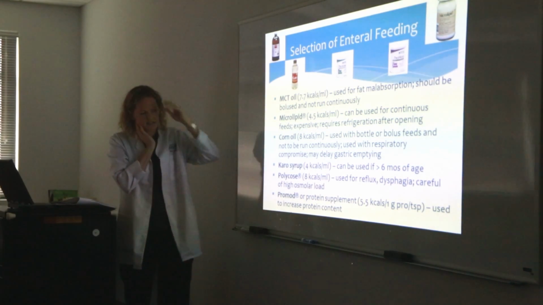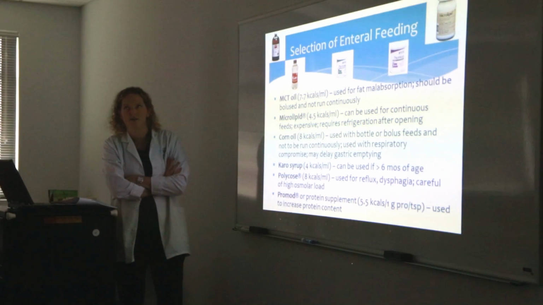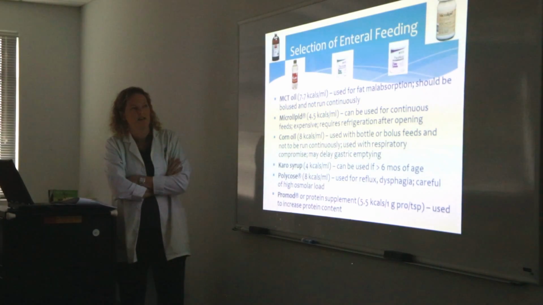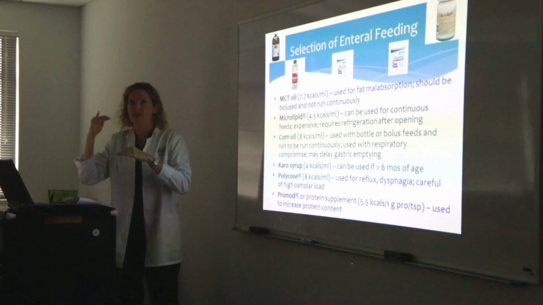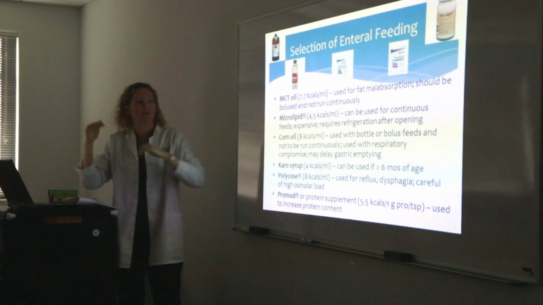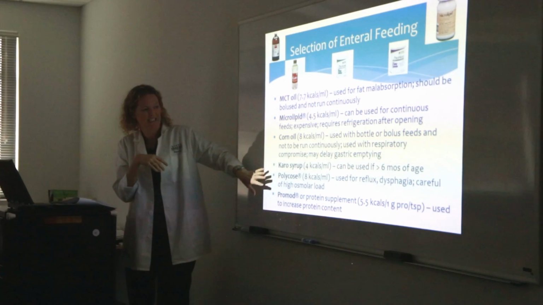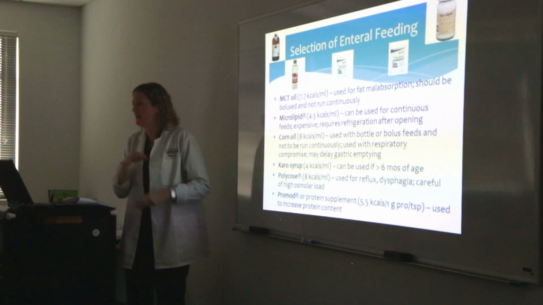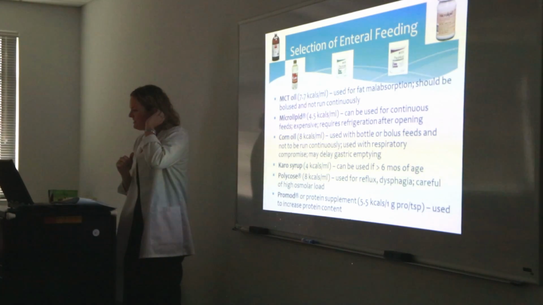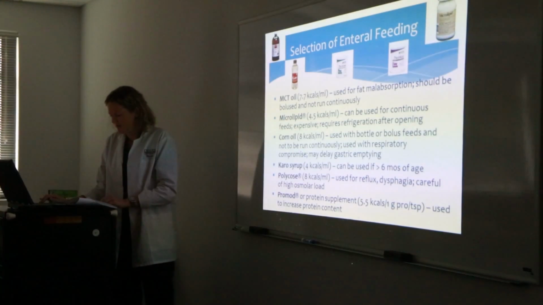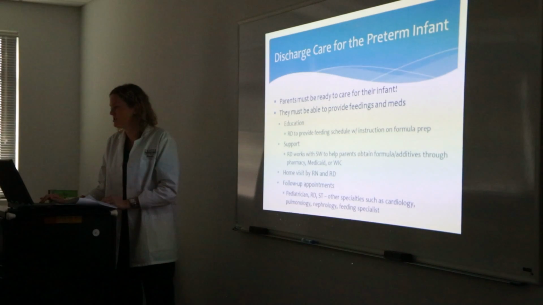And then ProMod is a protein supplement. It's also made by Abbott, just to increase the protein content. So you could potentially concentrate a formula up to 30 calories per ounce and use a fat, a carbohydrate, and a protein, and kind of keep that distribution equal. Okay, and again, this recipe should be from the dietitian.